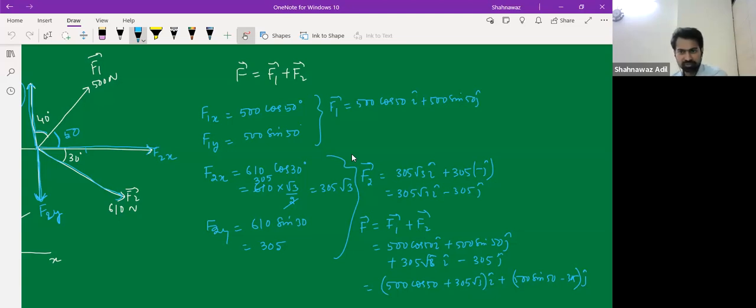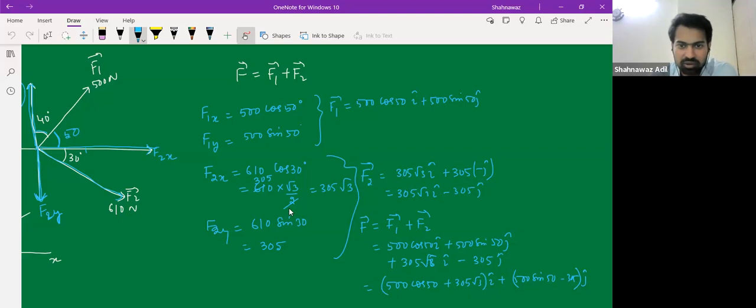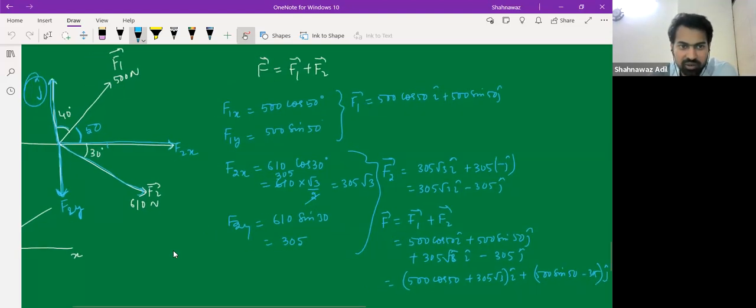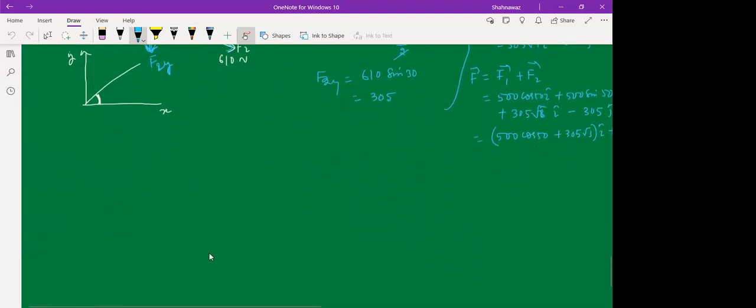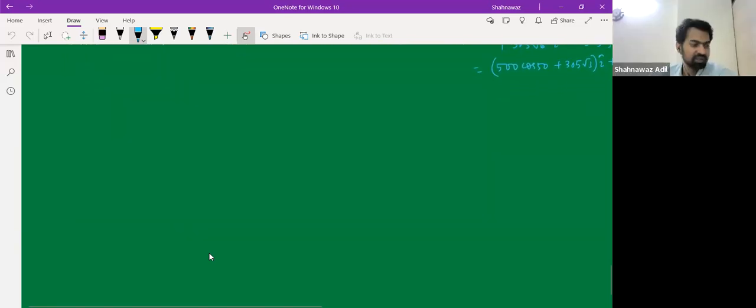Done after. Little bit left, sir. 305 j. Yes, sir, finished. Okay. So that is why we needed this resolution of vectors, right? It is a very good idea, and from this we can easily calculate the result.